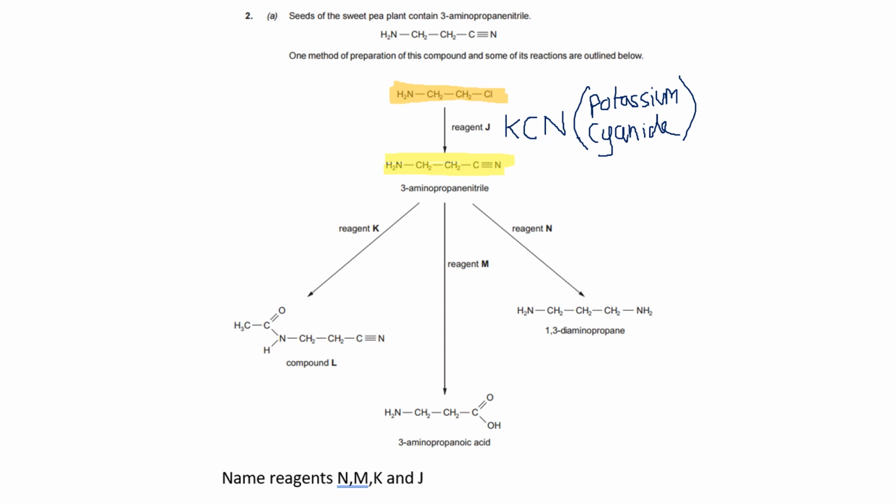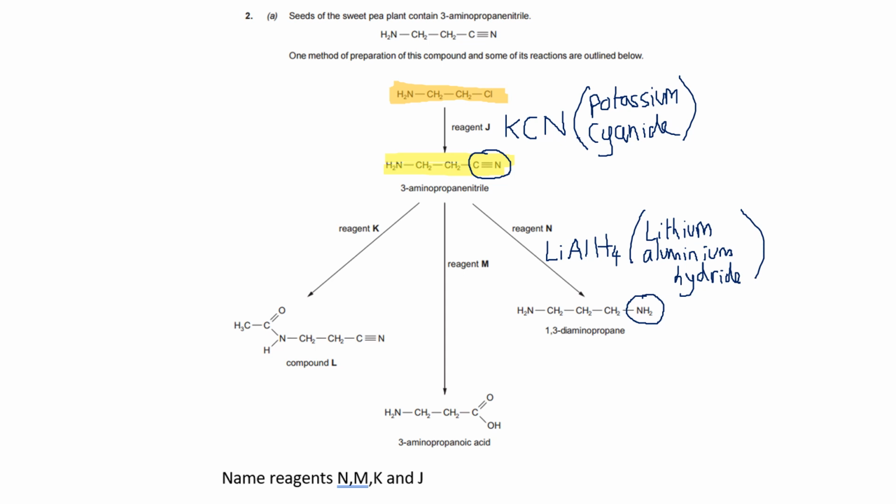Reagent N is then converting the nitrile group, this bit here, into an amine. To do that, you need to use lithium aluminium hydride. That needs to be anhydrous. Absolutely no water there. That's for reagent N.